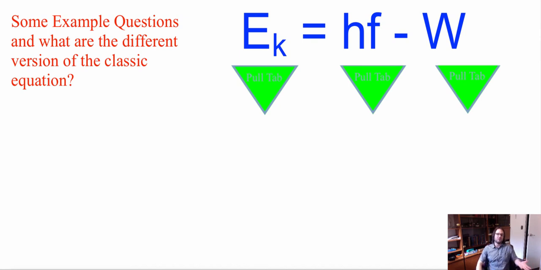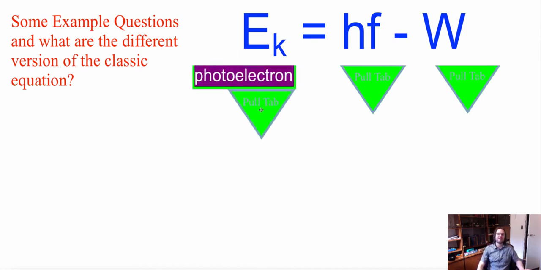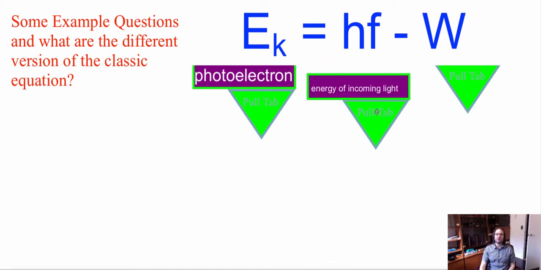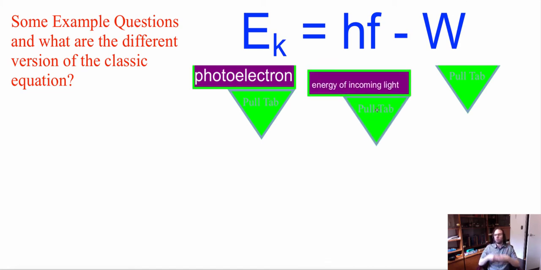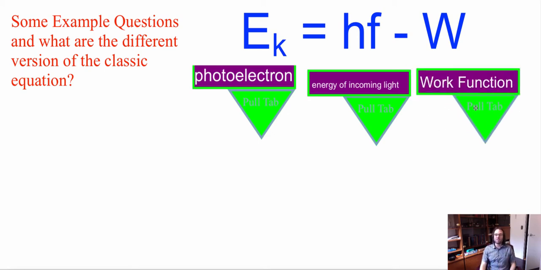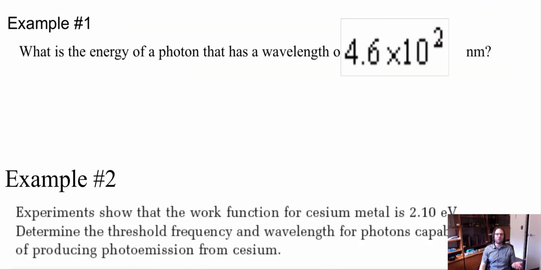So, here's basically what this is. We have the kinetic energy of the photoelectron. What is that? That's the electron that's emitted from a photon of light hitting the metal. The frequency here is the energy of the incoming light. Planck's constant, remember we learned that light is quantized, so Planck's constant times the frequency gives me my energy. And then we must subtract the work function, which is specific to the metal. And that's what allows us to now start exploring some classical questions.